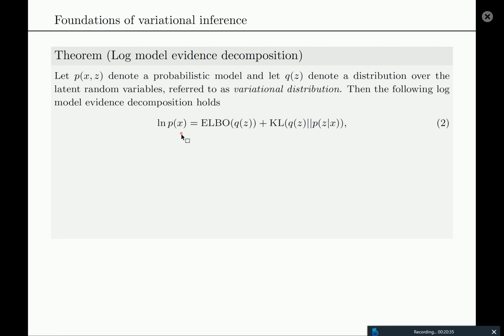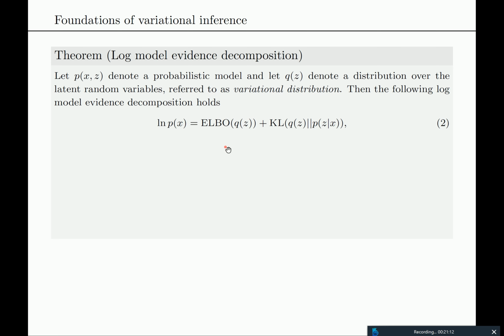So this is just something you should always keep in mind. When we talk about what this means, we have the log model evidence, which you can view as one number, 10. And we can always decompose that into two other numbers, for example, 4 and 6 or 7 and 3. Of course, we will make it more concrete, but looking at this equation, you should see one number that we split into the sum of two numbers. What are these two numbers?